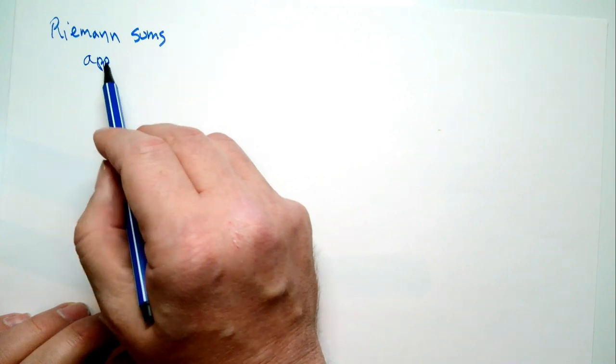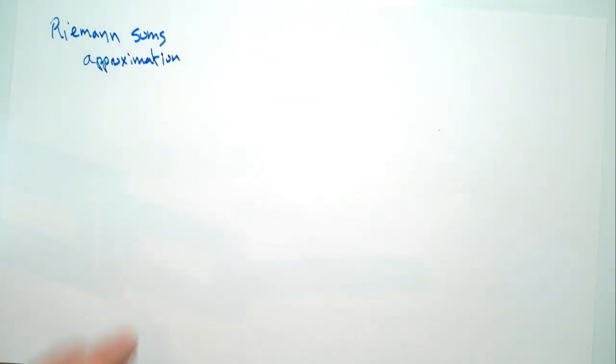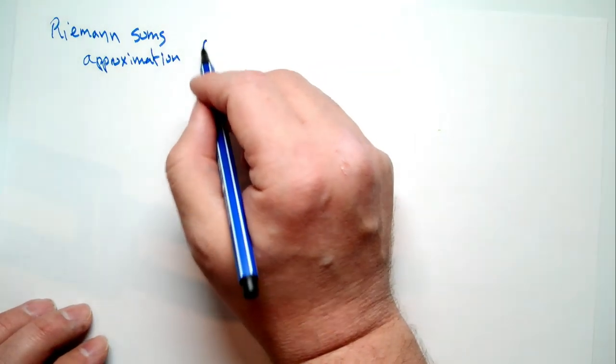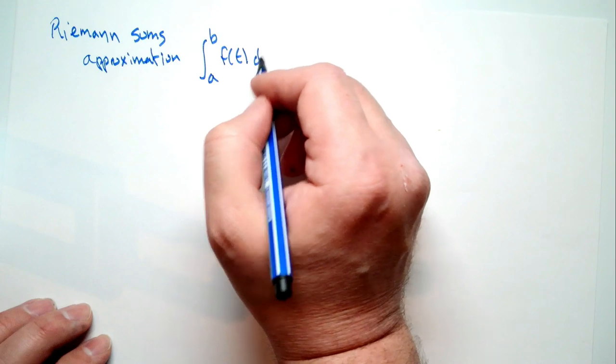You're usually doing an approximation to some integral. So they might phrase it as find the area or approximate the area under the curve. But really, it's an approximation of an integral. So I'm going to phrase it in that way. Integral from A up to B of f of t dt.